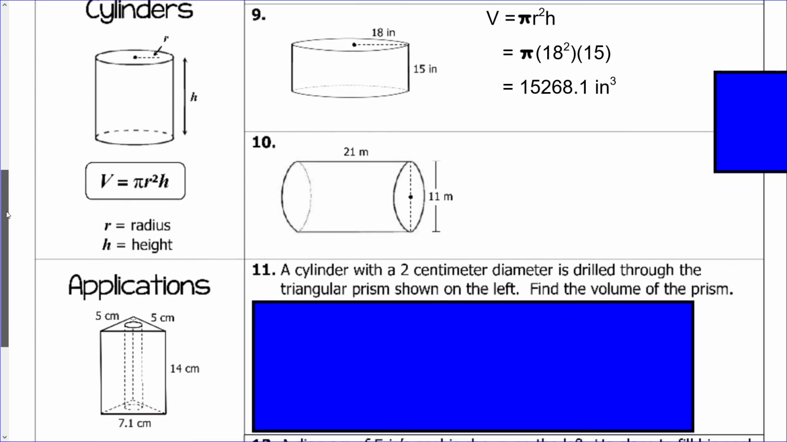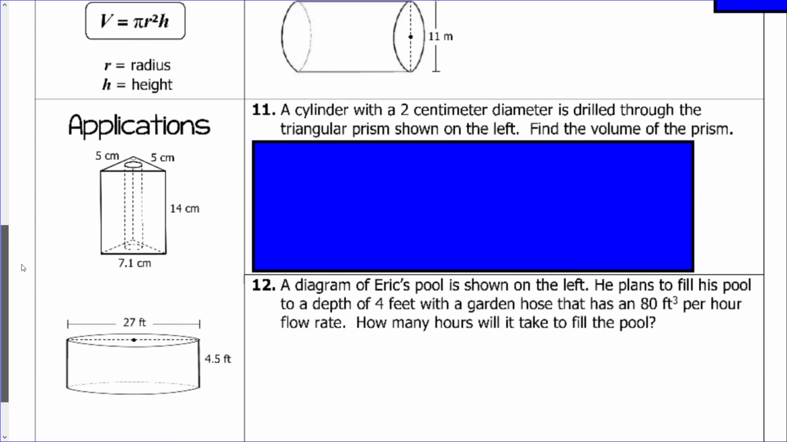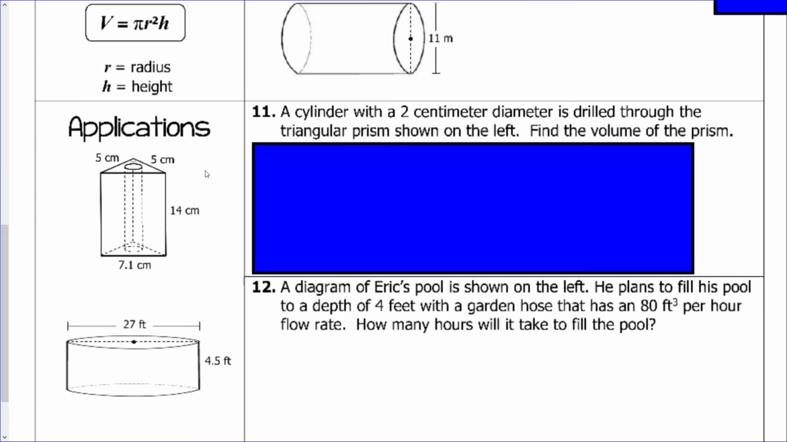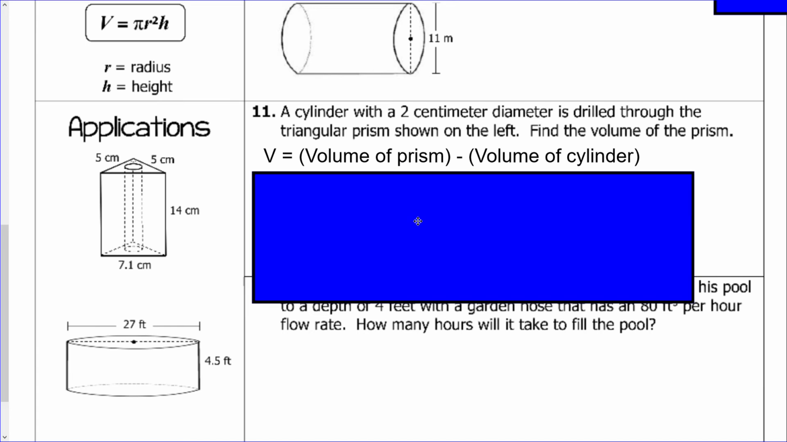Okay, so we'll move on to one last example, which is just kind of an application, and this is actually something of a composite three-dimensional shape, which we've done a little bit of in 2 dimensions, this same logic. So what we're doing is, we want a cylinder with a 2 centimeter diameter, okay, that's right in there in the picture, right through the middle, drilled through the triangular prism shown on the left. We want to find the volume of the prism. Okay, so we're finding the volume of the prism, subtracting the volume of the cylinder.